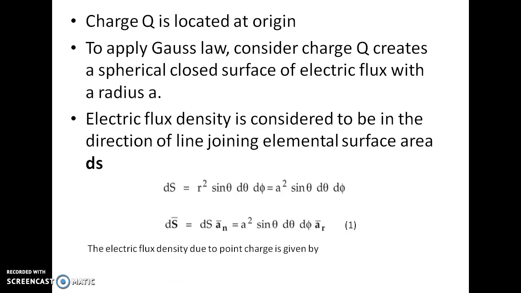Similarly, we know the electric flux density due to a point charge is given by D equal to Q divided by 4 pi r square into the direction a_r cap. Here a_r is the unit vector and r is the radius, which is taken as a, so it is equal to Q by 4 pi a square into a_r cap. That is taken as equation 2. Now, as per Gauss law, the flux produced from that charge is psi equal to the surface integration of vector D dot vector ds.